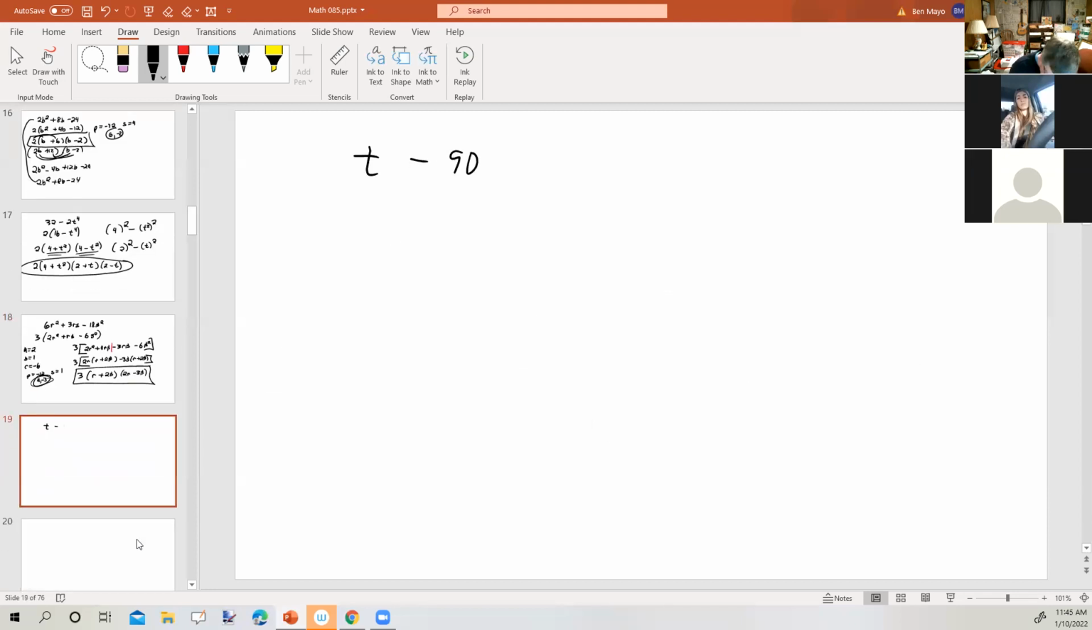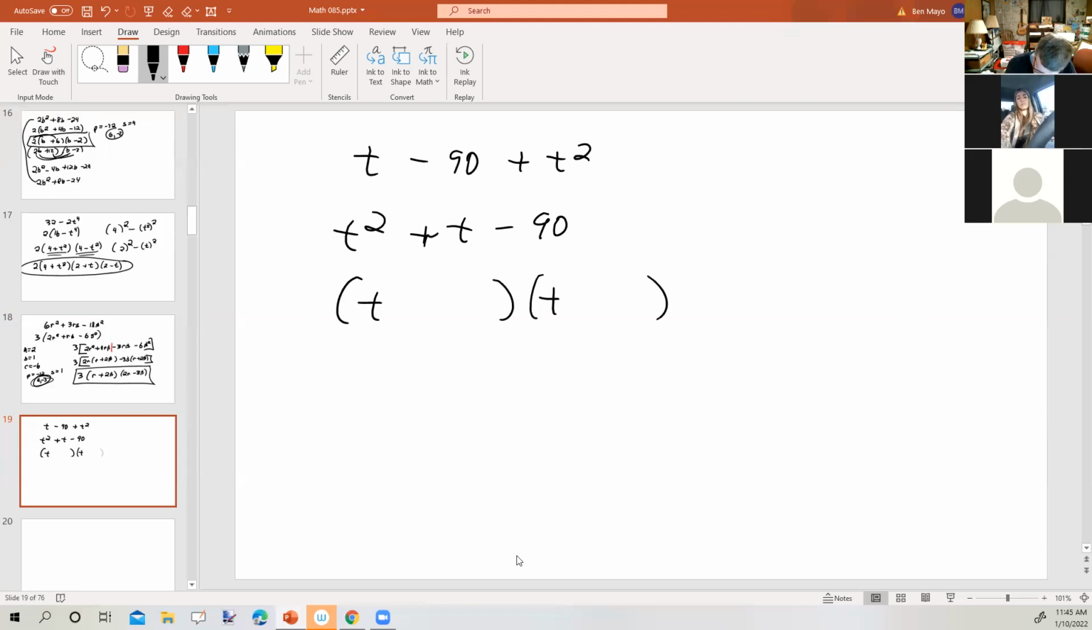T minus 90 plus t squared. Well, this is a trinomial, so standard form is important. It's not in standard form, so I'll rewrite it in standard form. Okay. There is no greatest common factor other than a 1. It is a trinomial. It's not a perfect square. It does have a leading coefficient of a 1. So I can do this.